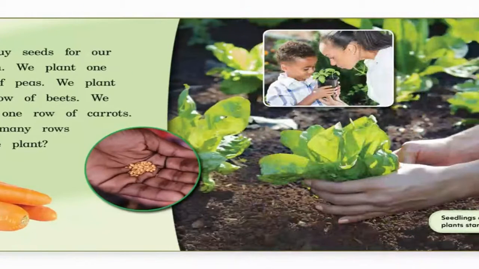We buy seeds for our garden. We plant 1 row of peas. We plant 1 row of beets. We plant 1 row of carrots. How many rows do we plant? It says seedlings are young plants started from seeds.